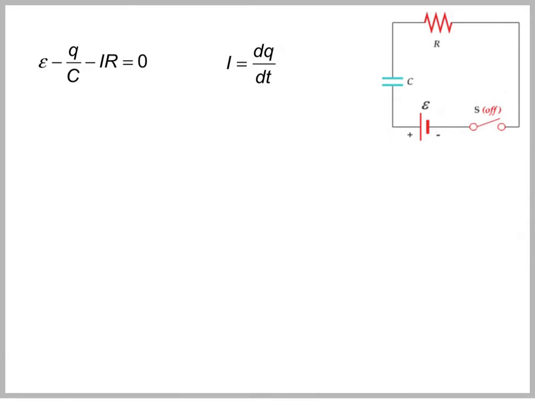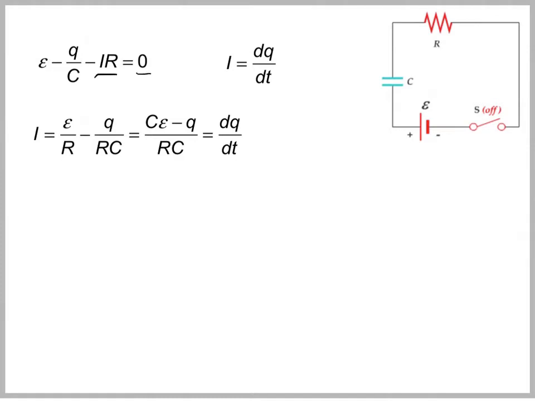Remember, current is dq/dt. If we plug that in, first thing we want to do is solve for I by itself. So if we take IR and put it on the other side, divide by R, we get the current is E over R minus Q over RC. Get a common denominator, so it's (CE minus Q) over RC, and that's equal to I, which is dq/dt. This is a differential equation that we need to solve.